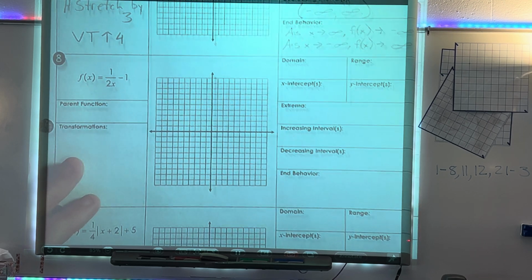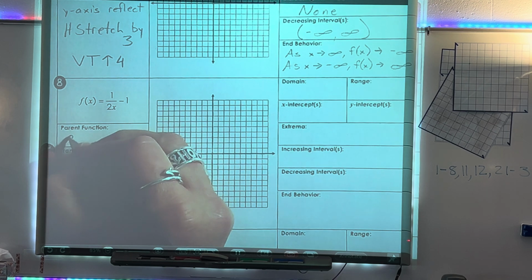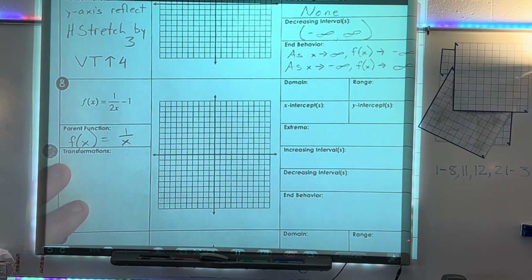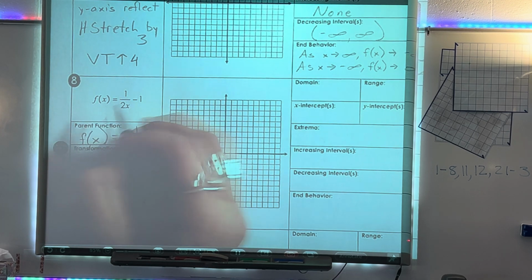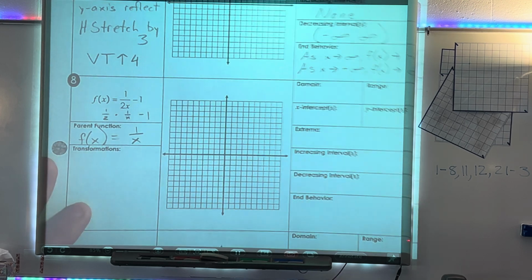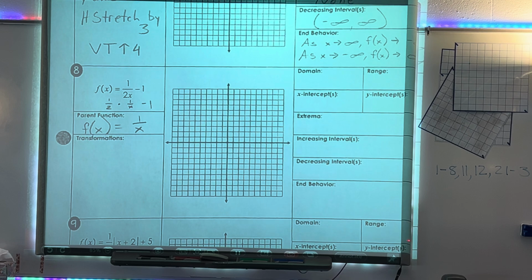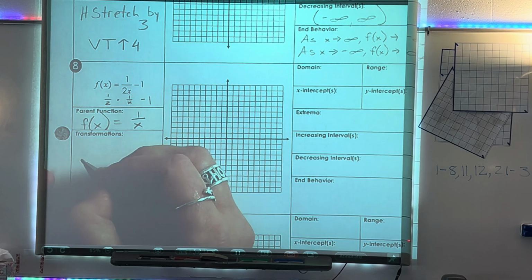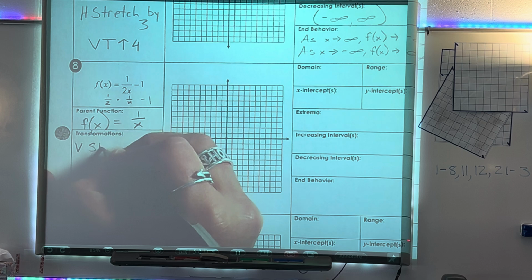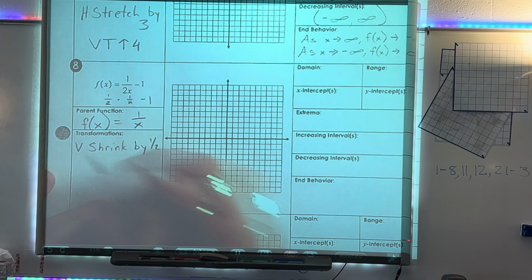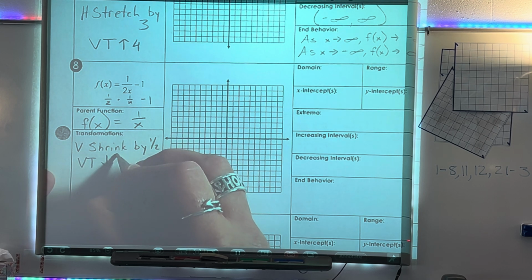Alright, this one is reciprocal, f of x equals 1 over x. Just so y'all know, I could separate this and write it as 1/2 times 1 over x minus 1. Y'all do know I could do that, right? I can separate that denominator that way. Because of that, that 1/2 is vertical. Does that make sense? So it's a vertical shrink by 1/2, and then I have a vertical translation down 1.